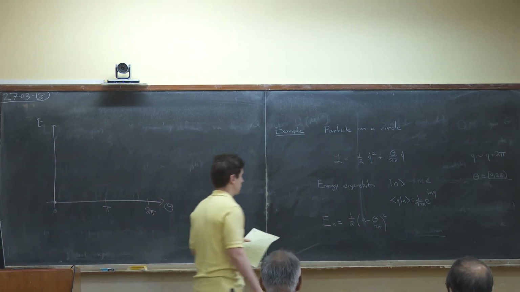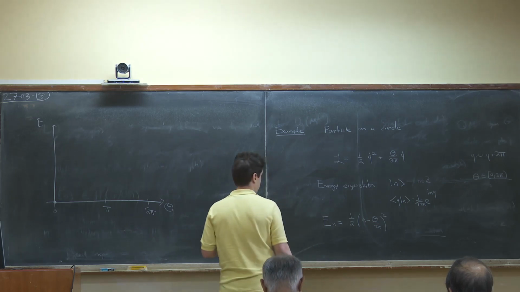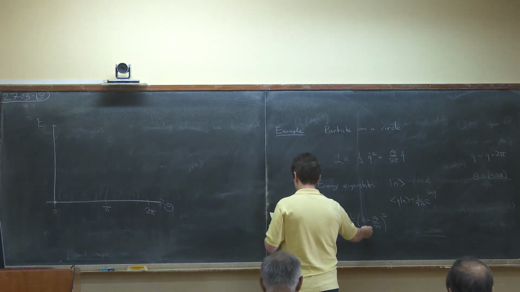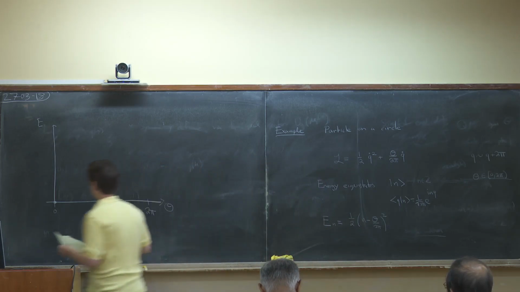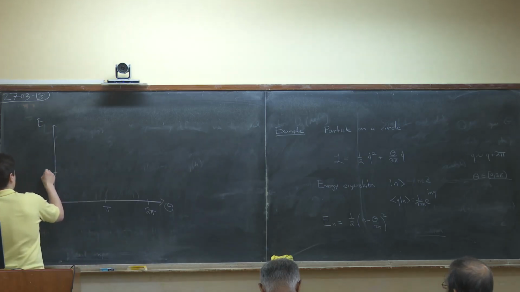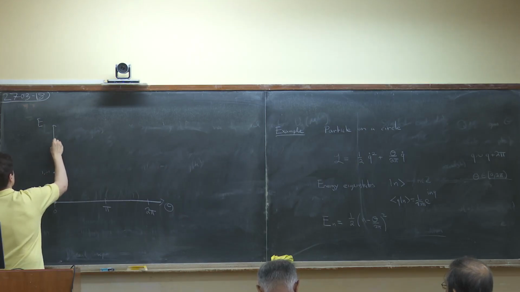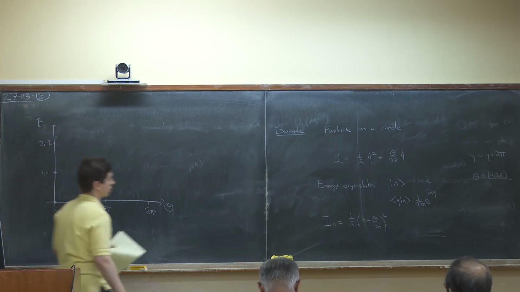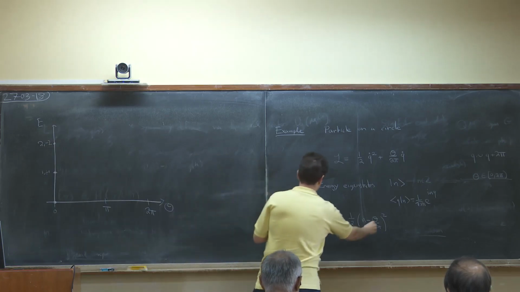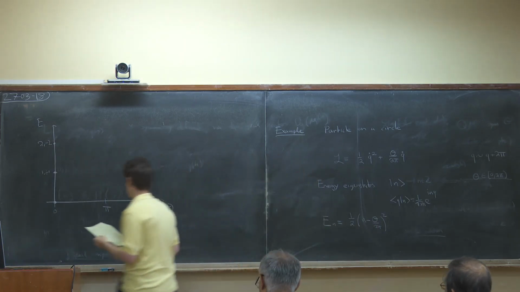And then the excited states are degenerate because theta is 0. So they're degenerate with n and minus n. So here we have 1 and minus 1. And up here we have 2 and minus 2. Okay. Now we plot this as a function of theta, and interesting things start to happen.